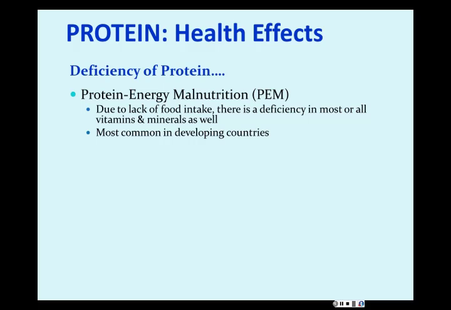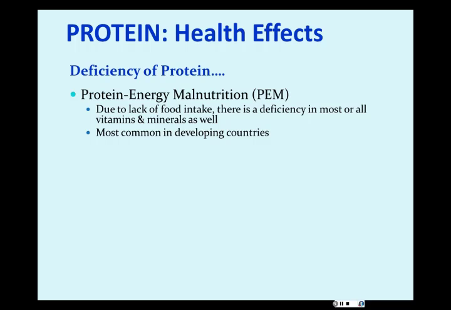But when there's a deficiency of protein, this is known as PEM, protein energy malnutrition. And due to lack of food intake, there's lack of calories, there's a deficiency in most or all vitamins and minerals as well. And like I said, most common in developing third world countries.